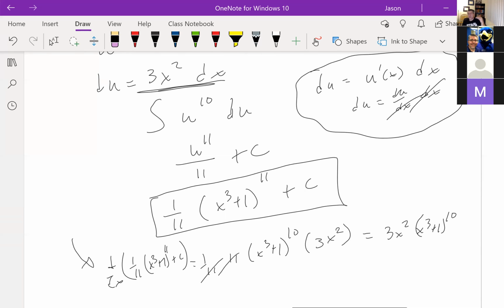But you could check your work by taking the derivative of this. You can always check your work by just taking the derivative of your answer and seeing, oh, using the chain rule, do I get out what I initially put?